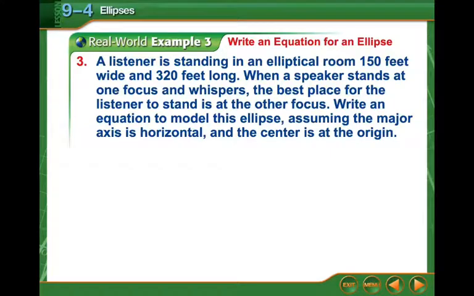This next one, a listener is standing in an elliptical room, 150 feet wide, 320 feet long. So those are our 2a and 2b, the whole lengths of our axes, or our radii, or I guess diameters. When the speaker stands at one focus and whispers, the best place for the listener to stand is the other focus. We're going to write an equation to model this ellipse, assuming the major axis is horizontal and the center is at the origin. So we're back to center at the origin, which means our h and k are 0 each.